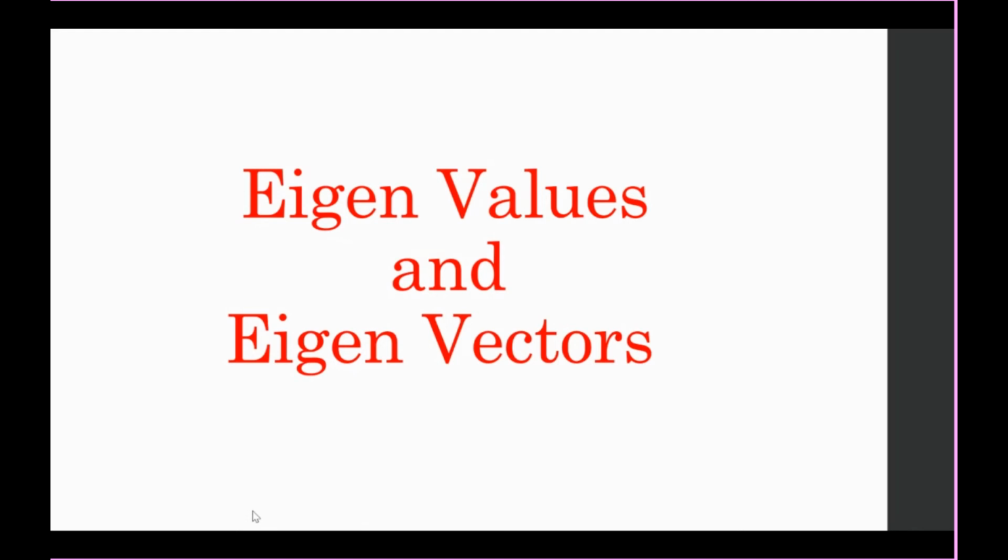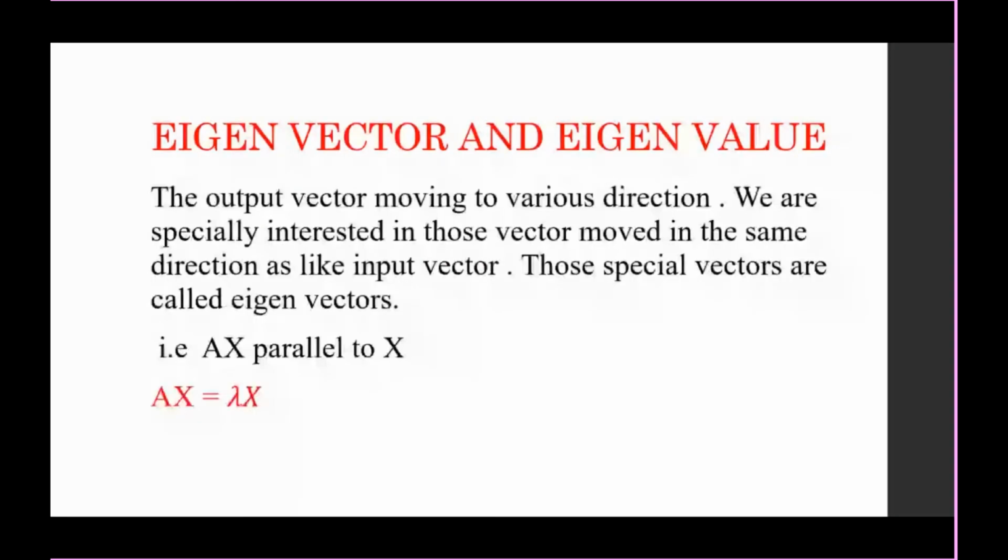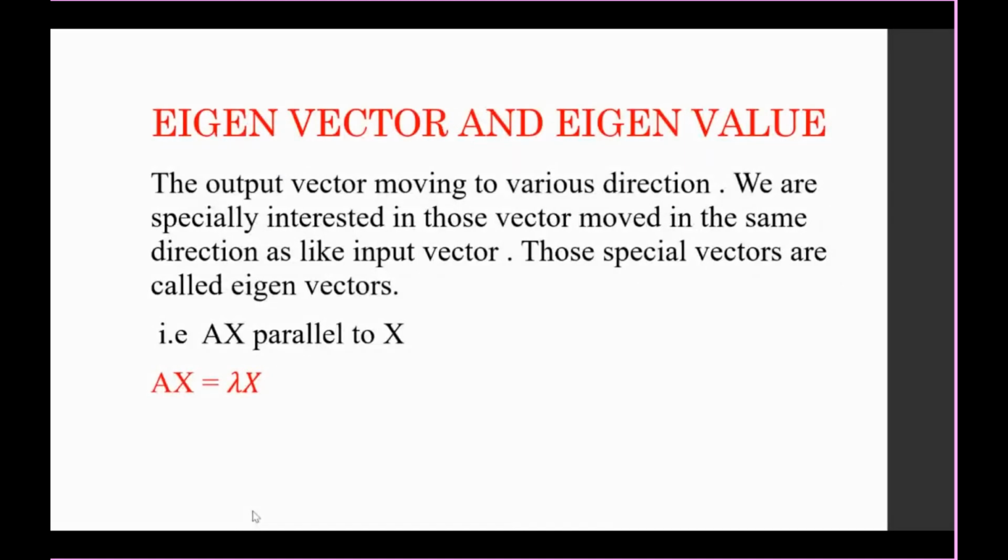Let us see now. A matrix acts as a function, which takes a vector as input and gives a vector as output. Let me call it the transformation. So the output vector moves in various directions. This is the first example I show. The input vector is the yellow color, and the output vector is the pink color. The input vectors and outputs are shifting, moving in various directions.